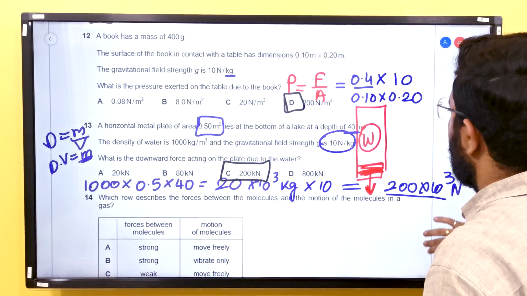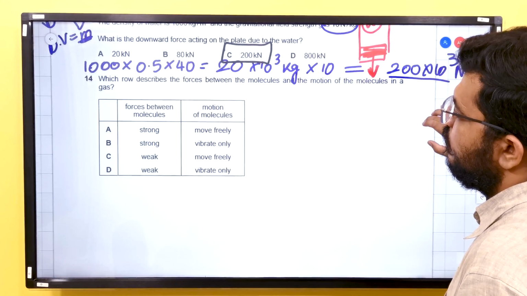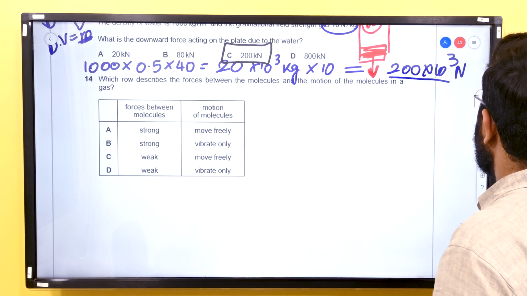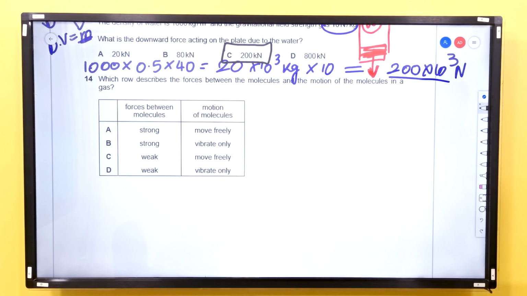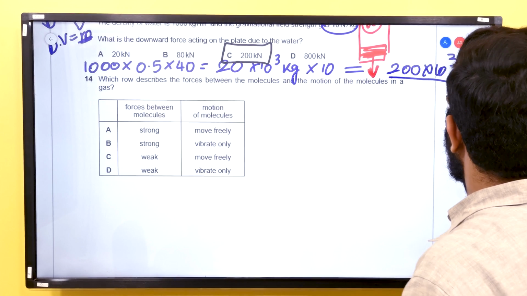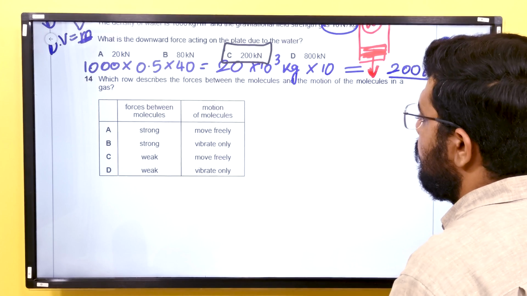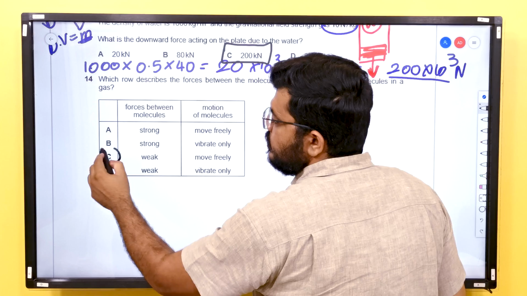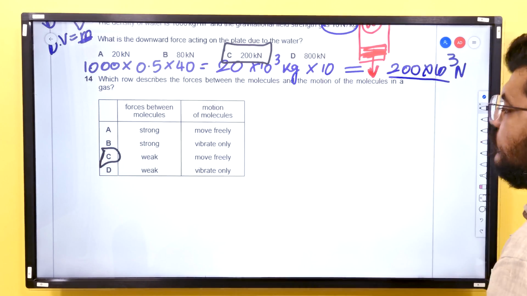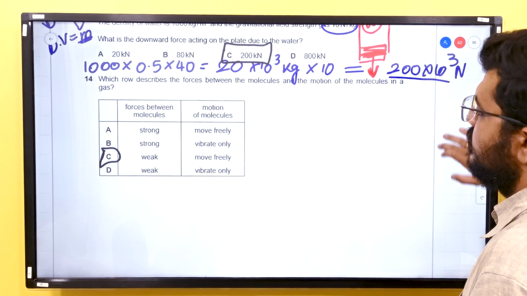Okay, let's go to question number 14. Which row describes the forces between molecules and the motion of the molecules in a gas? Okay, so forces between molecules of a gas are weak and the motion of molecules is free, right? That is option C. So answer for 14 is option C.